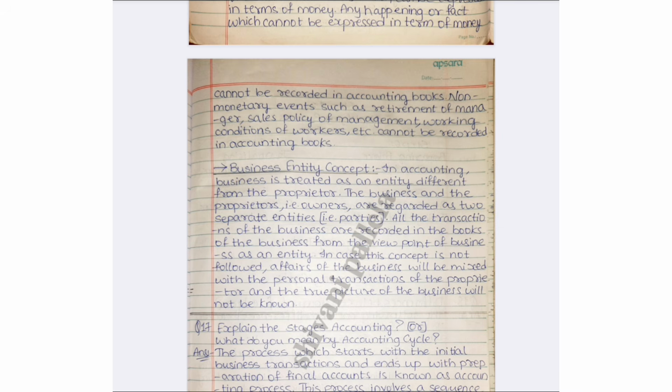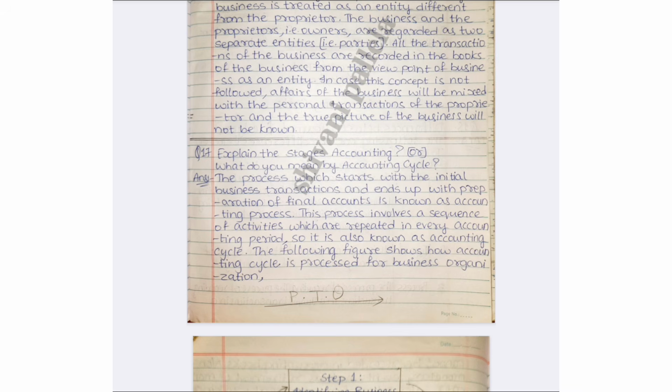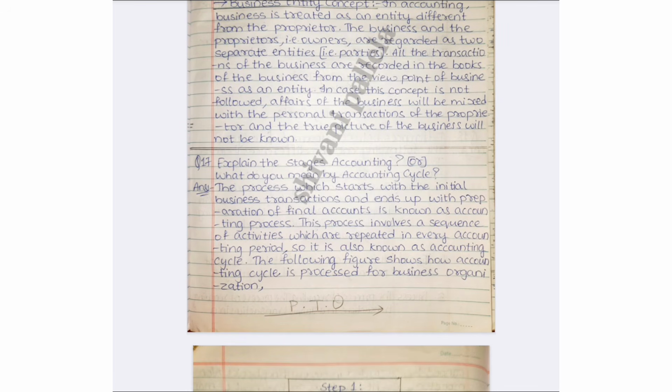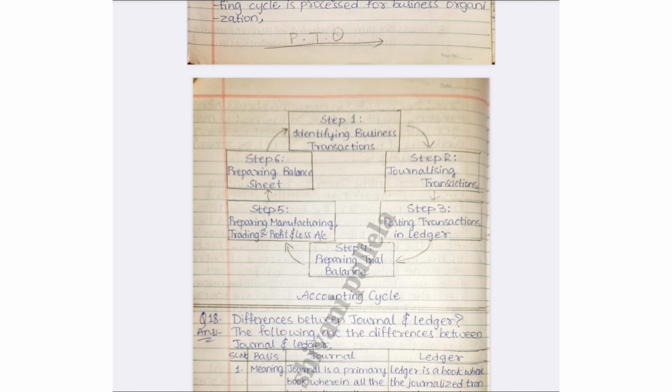So that is called business entity concept. Clear? Next one, you are having stages of accounting. What are the different stages you are having? So what is meant by accounting? Accounting meaning, whatever the first answer we have understood and explained, the same answer, accounting meaning, you need to write first. After writing the meaning, you need to write the steps.